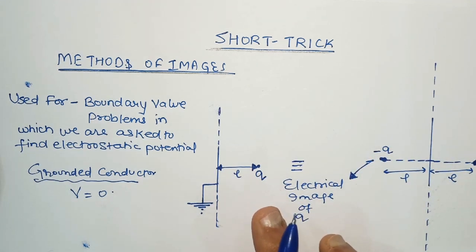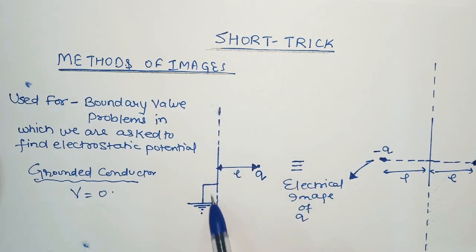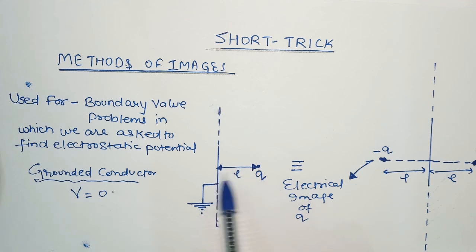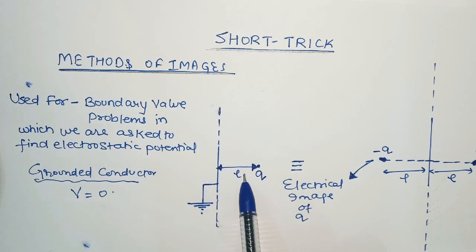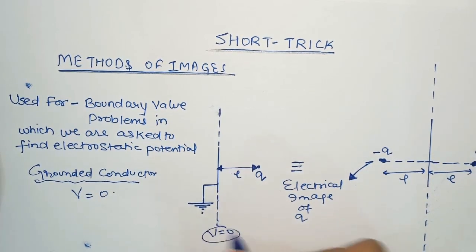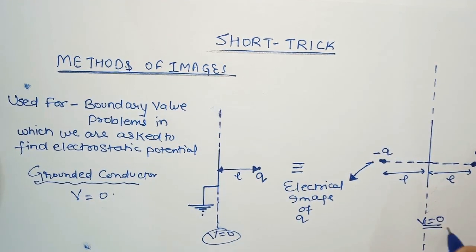Taking an example, if we are asked to find the force between an infinite earthed conductor and a charge q placed at a perpendicular distance L from the earthed conductor, this type of question can be solved as follows. First, the procedure: the conductor being earthed implies the potential is 0.